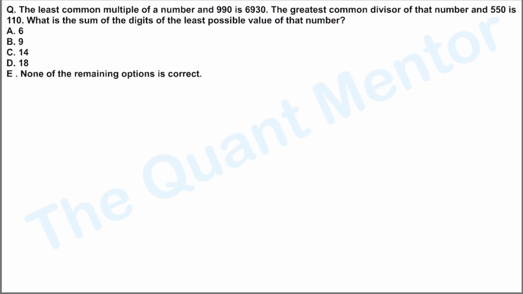Now let's read the question. The least common multiple of a number and 990 is 6930. The greatest common divisor of that number and 550 is 110. What is the sum of the digits of the least possible value of that number?